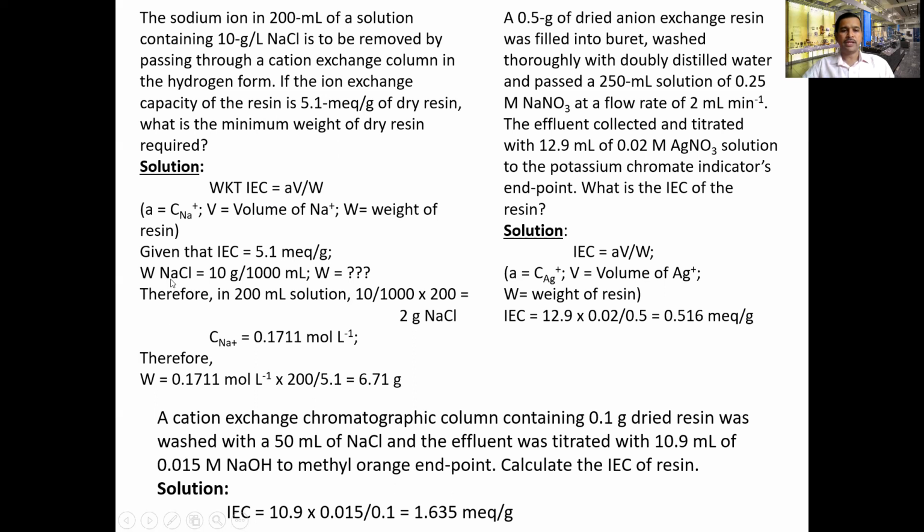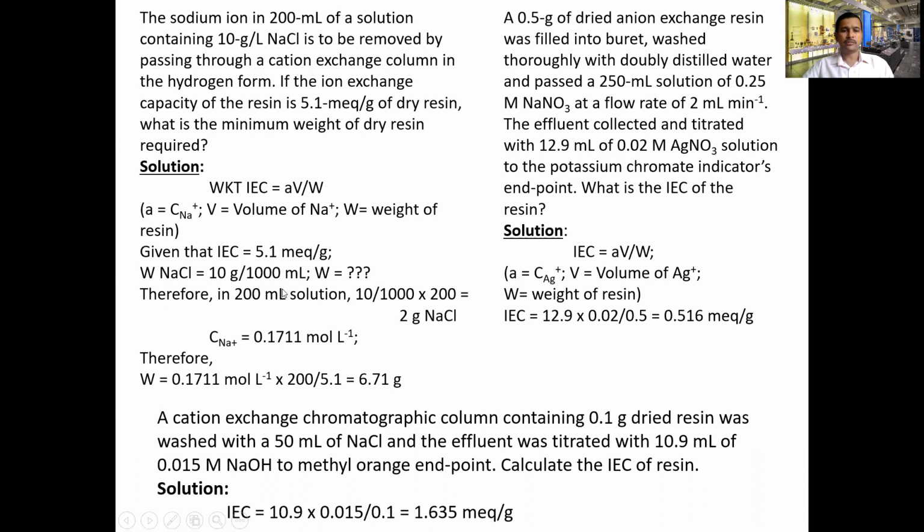So the NaCl passed through the column is 10 gram per 1 liter. 10 gram of sodium chloride was dissolved in water and a 1 liter solution prepared, out of which 200 ml has been passed through the column.